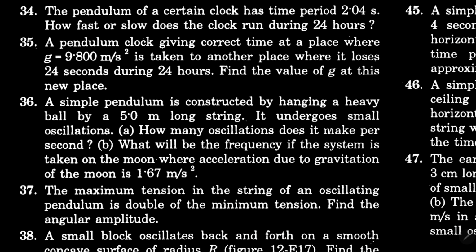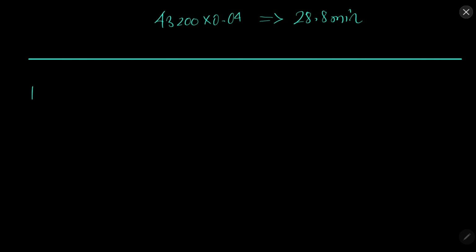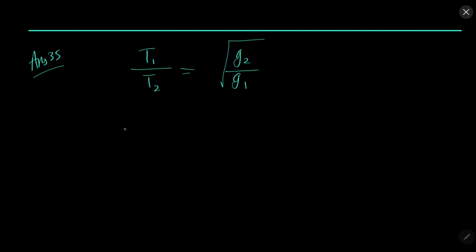In question 35, we have been given this pendulum. Find the value of g at this place. Solution 35. So let's take the ratio T1 over T2 equal to root g2 over g1. So after putting all the values, you can find g2 will be 9.795 meter per second square approximately.